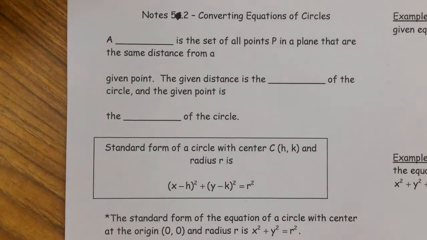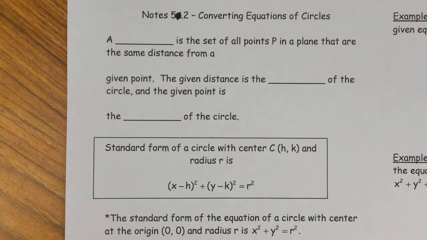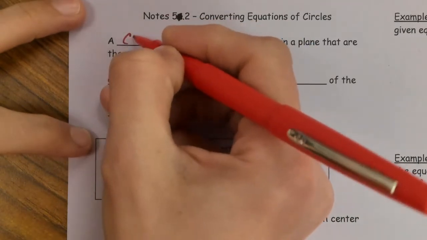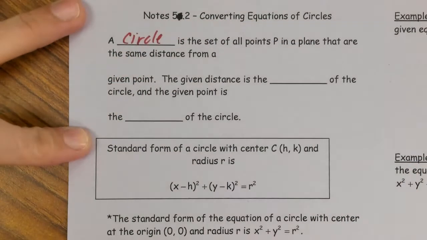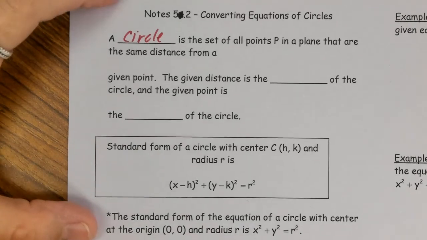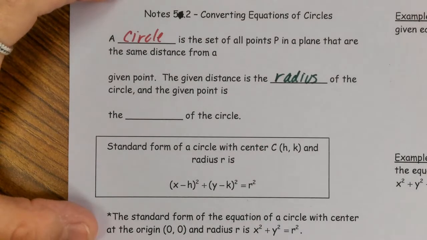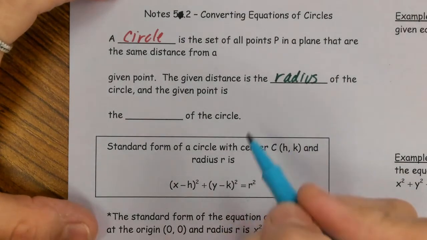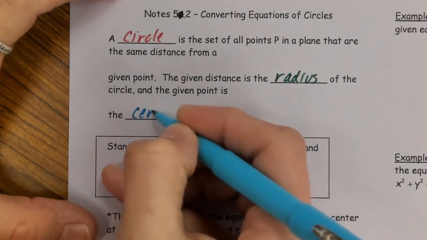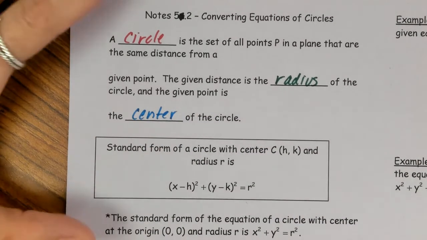A circle is a set of all points P in a plane that are the same distance from a given point. So we'll start off with circle here. This given distance is going to be the radius of the circle. And that given point they were talking about is the center of the circle. And we talked about this in the notes 5.1.